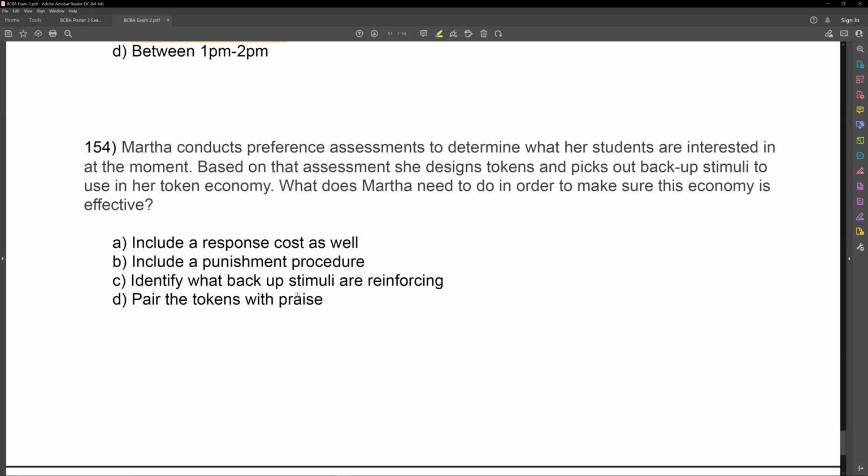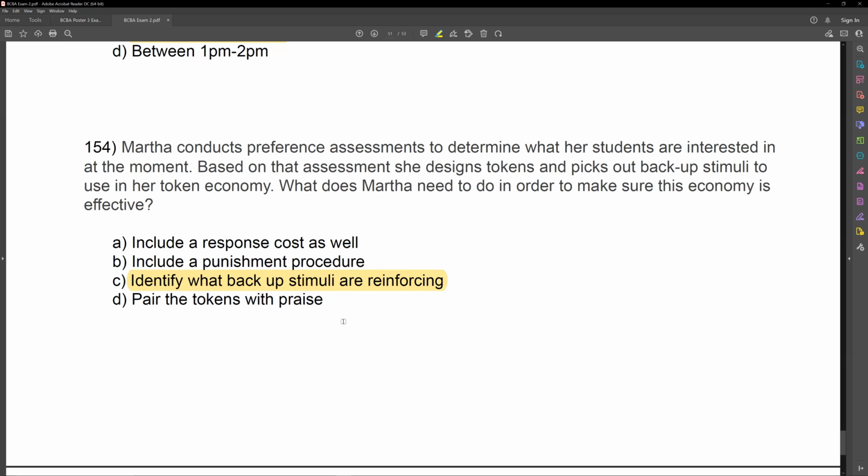C, identify what backup stimuli are reinforcing. Yes, we've done the preference assessments. We've picked out tokens, backup stimuli, and so on. Doesn't matter unless we determine, hey, are these going to change behavior? Are they reinforcing or not? That's what Martha needs to do next to really make sure her economy is effective.